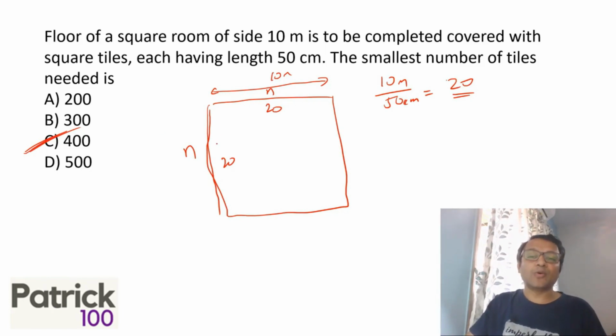So either way you can go about it. You can either find the number of tiles on one side, which is 10 meter upon 50 centimeter, which is 20 tiles. 20 by 20 is 400, mark it. Or you can make out, since it's a square, the number of tiles has to be a perfect square. There's only one option, C. So that will be the answer.